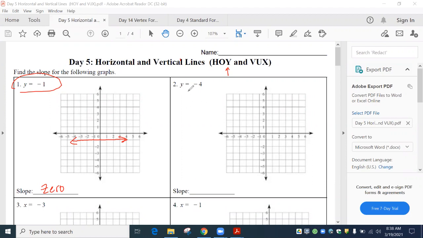Okay, so number 2, once again, they give us the equation. So it's y equals -4. It's only got a y, so it's special. So it goes with HOY again. And it's going to be a horizontal line, but this horizontal line is only going to touch -4. So you go down to -4, draw a horizontal line. And then the slope, once again, the O in HOY stands for 0. It's a 0 slope. Pretty simple, right?